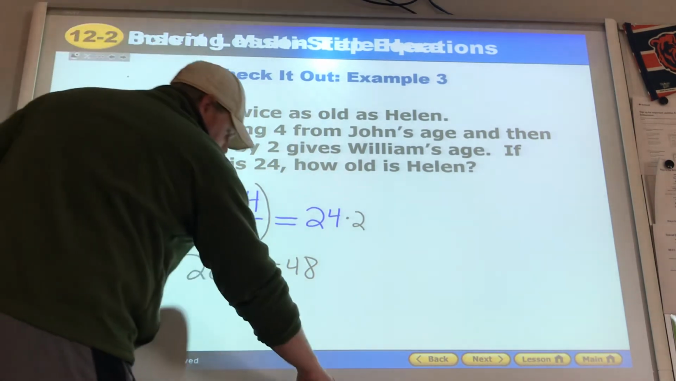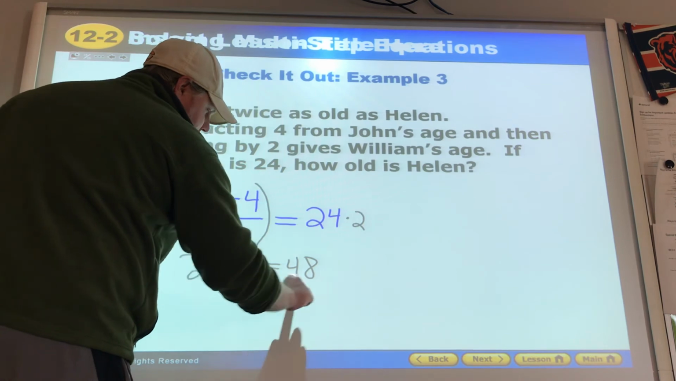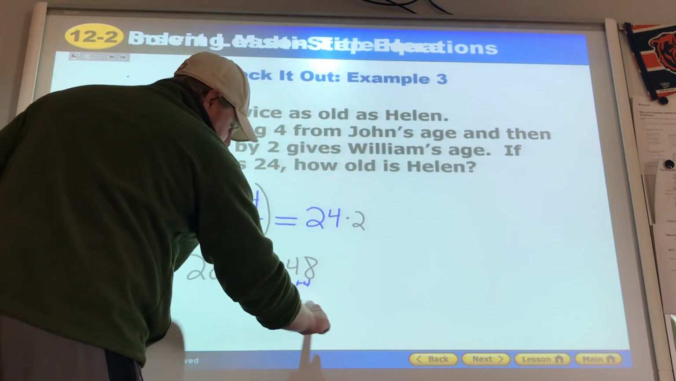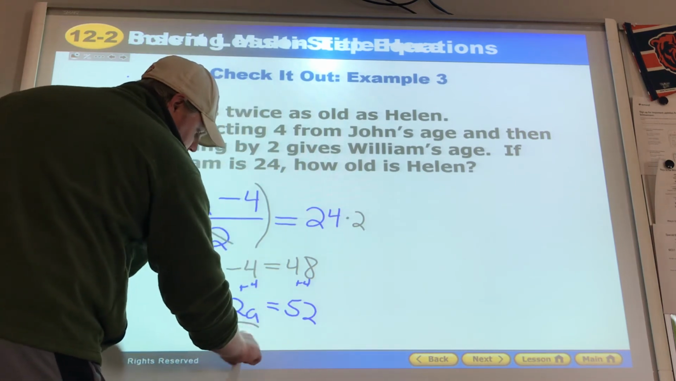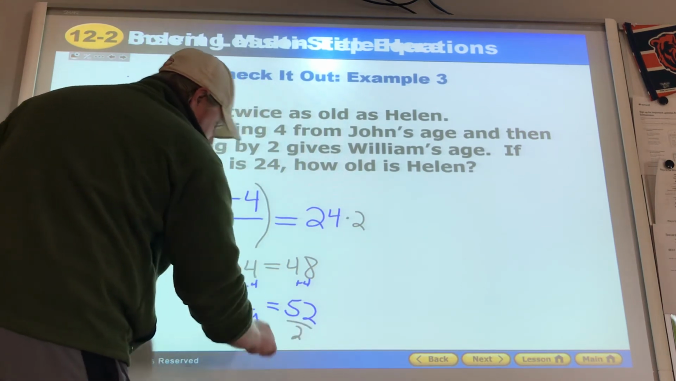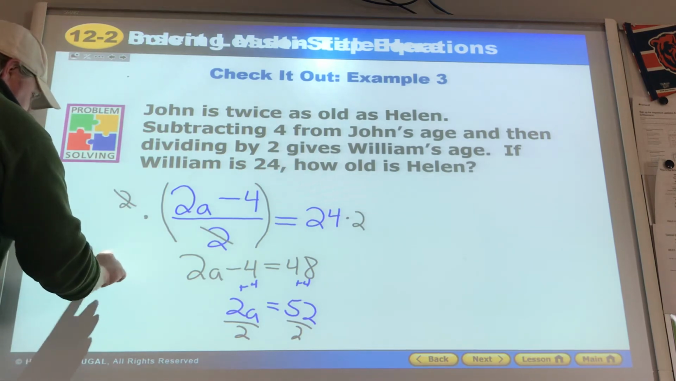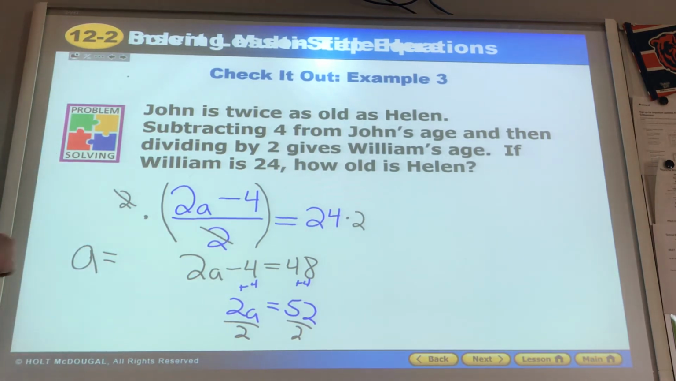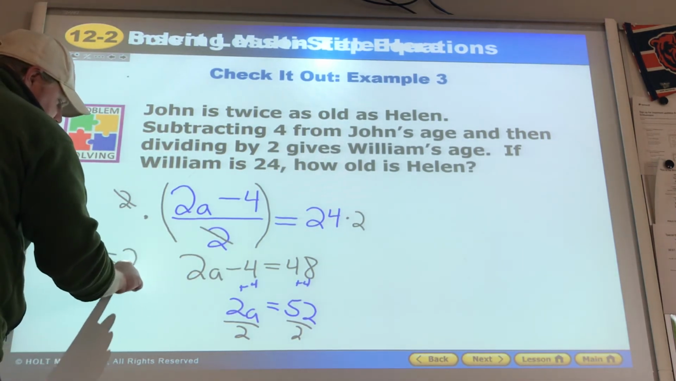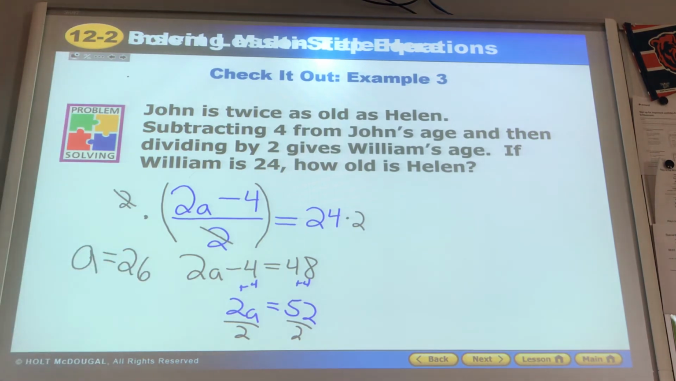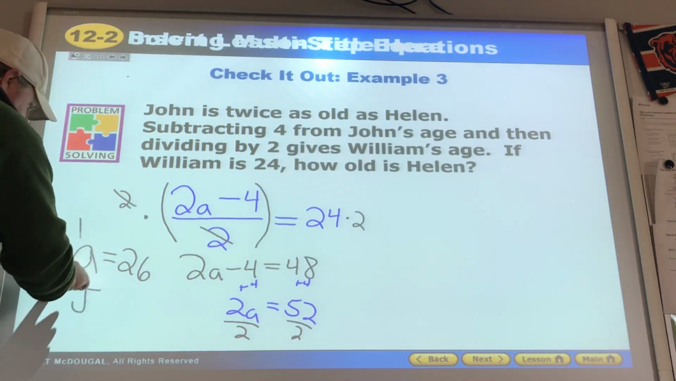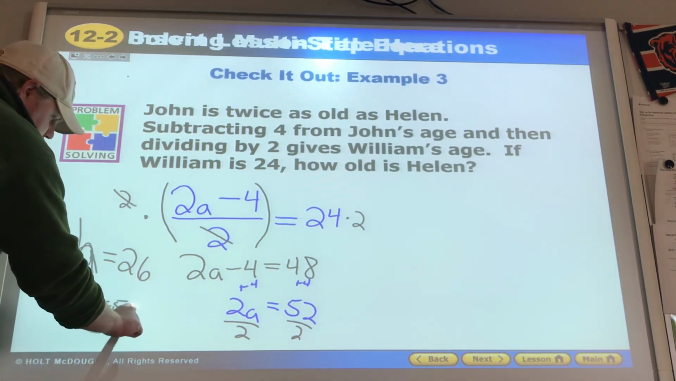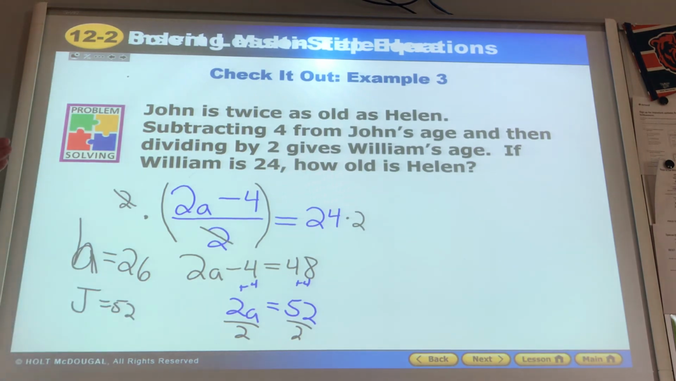From there, we add our 4. We add our 4. 52. 2a. Divide by the 2. Divide by the 2. A is 26. All right, so Helen is 26, John is 52. That's my prediction for the answer.